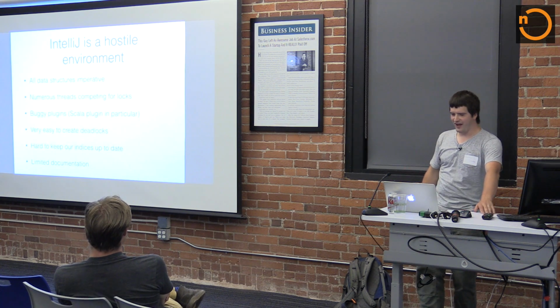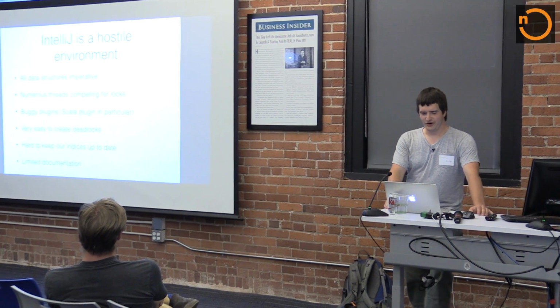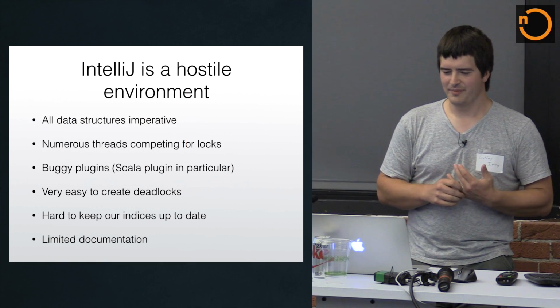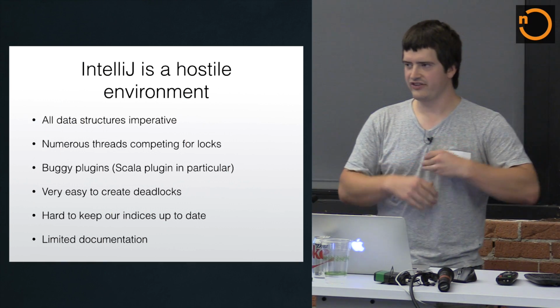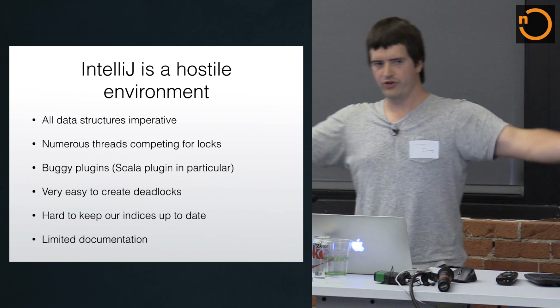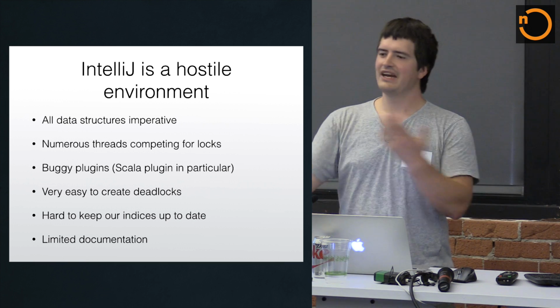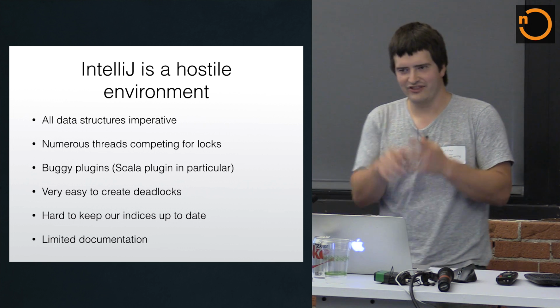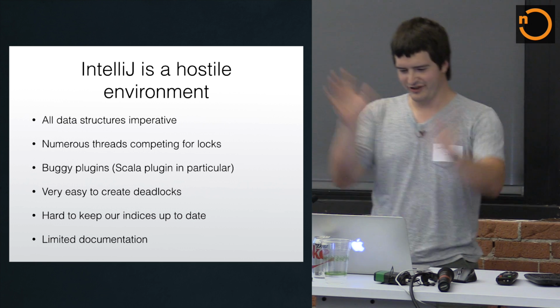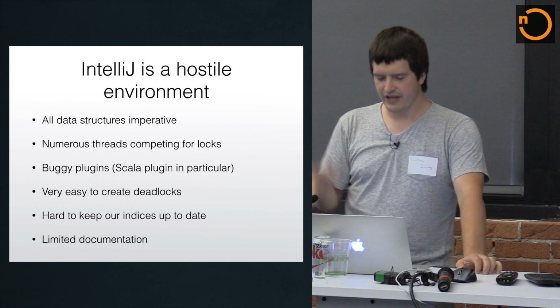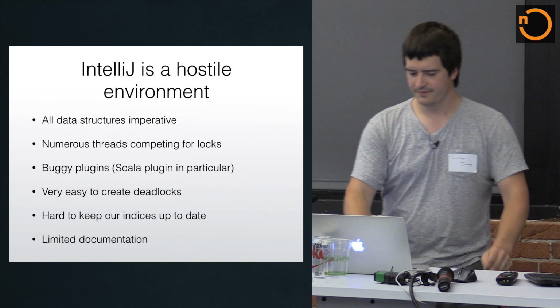So IntelliJ is kind of a hostile war zone. All the data structures are imperative. It's a bunch of locks and all sorts of plugins and third-party stuff competing for these locks. It's very easy to create deadlocks. We want to index the entire project, the whole world, so we can search through it dynamically. Those indices have to be kept up to date all the time. And IntelliJ doesn't like you storing pointers into its data structures. It'll blow up. And the documentation is reasonable, but it's limited.